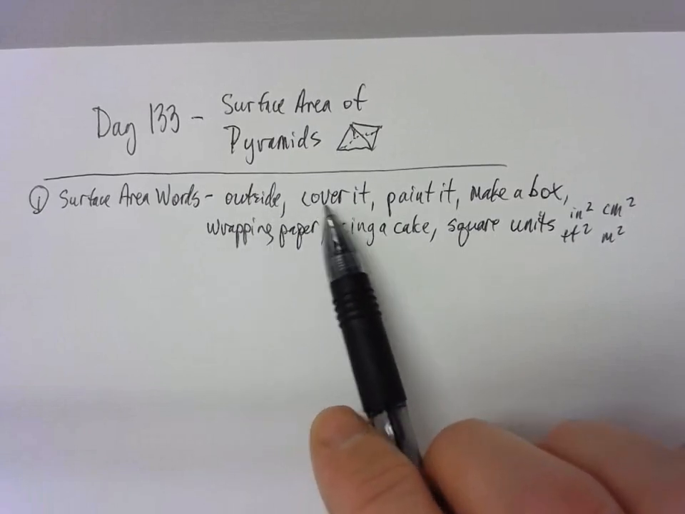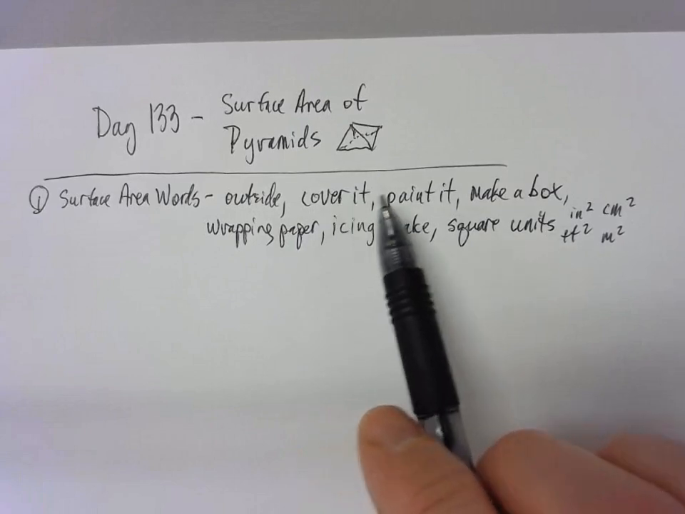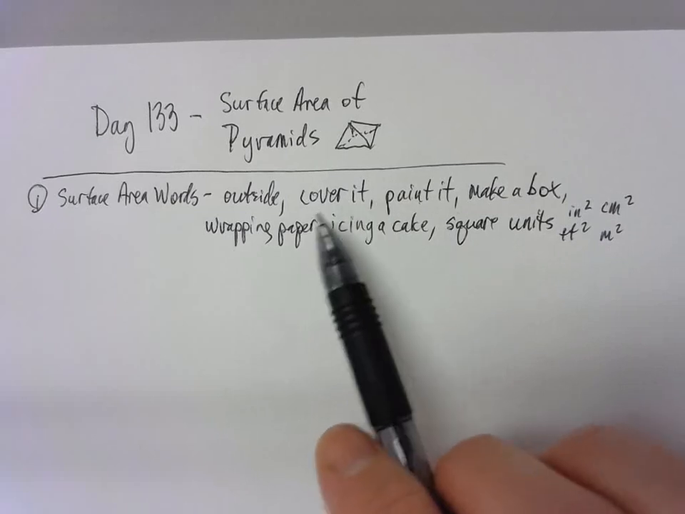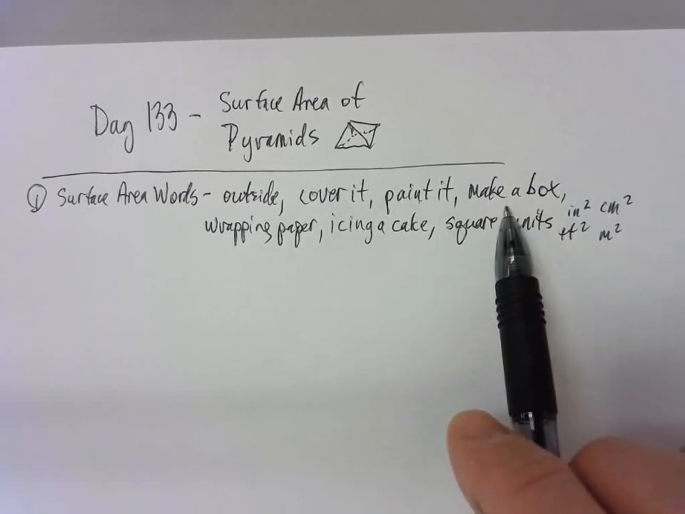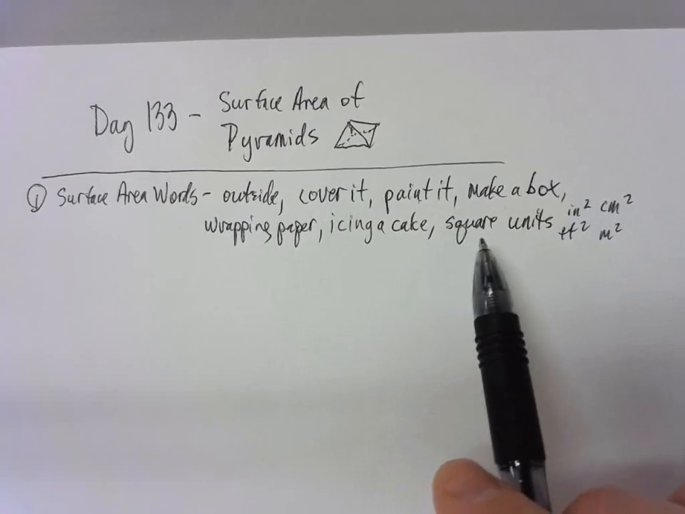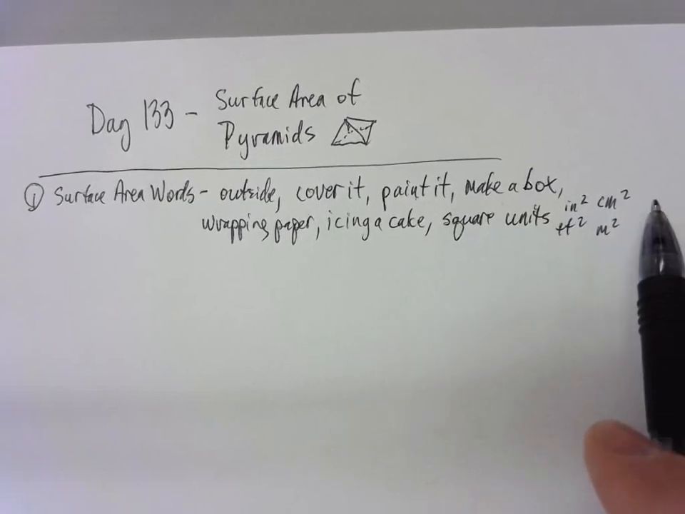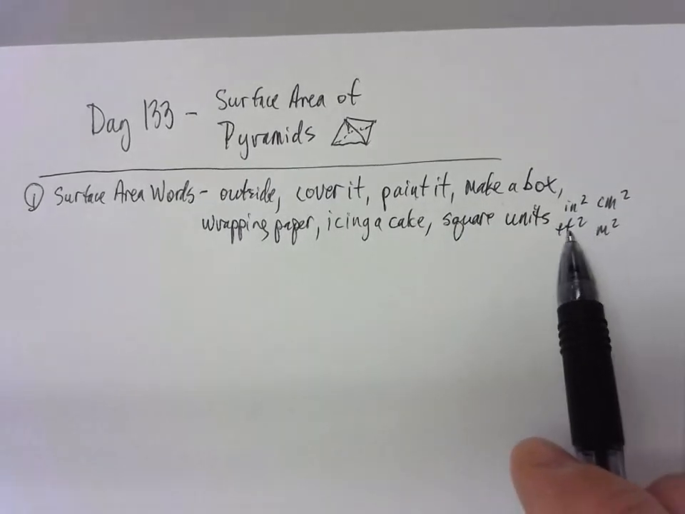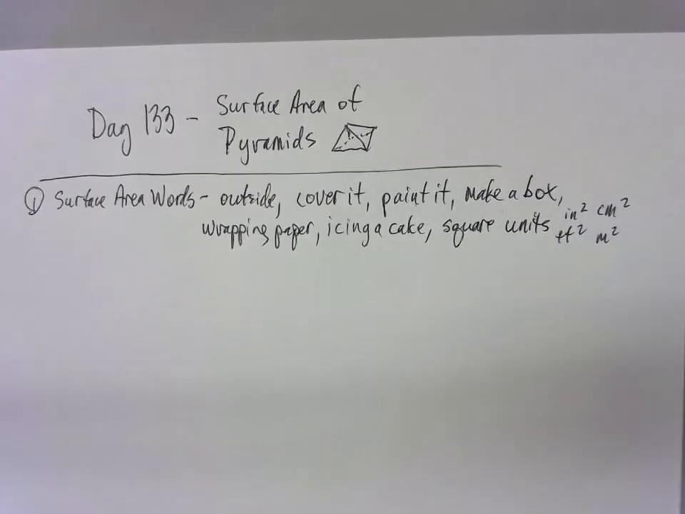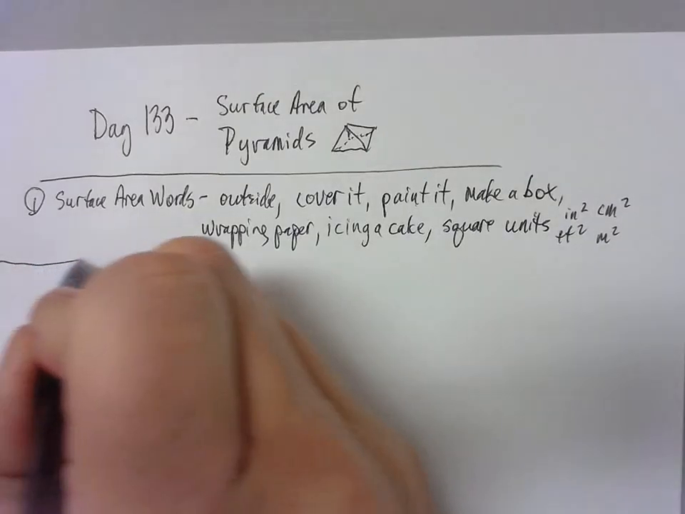So we got cover it. Maybe cover it with plastic, maybe with wrapping paper, maybe paint it. Cover it with something. You wrap a box, you put icing on a cake, and anything in square units. That would be inches squared, centimeters squared, feet squared, meters squared, and of course that contrasts with volume, because everything in volume is in cubic units.